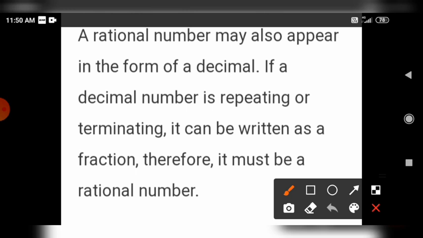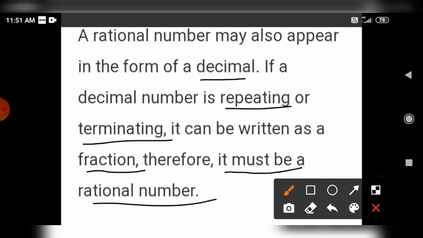A rational number may also appear in the form of a decimal. If the decimal is repeating or terminating, it can be written as a fraction. Therefore, it must be a rational number.